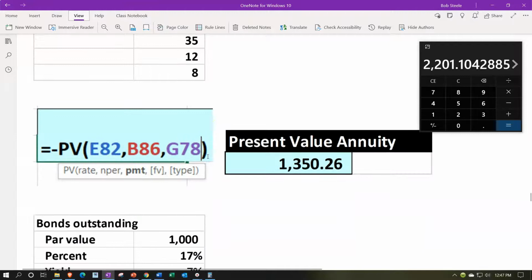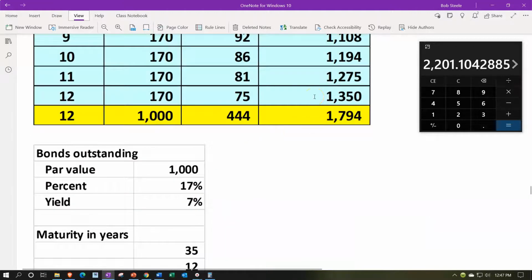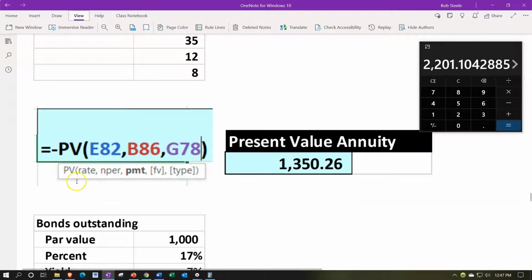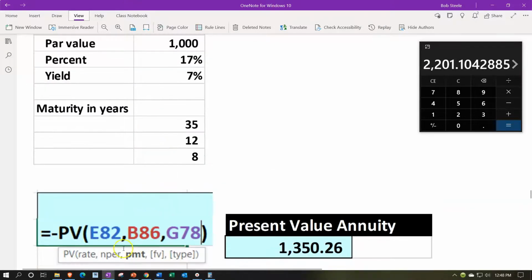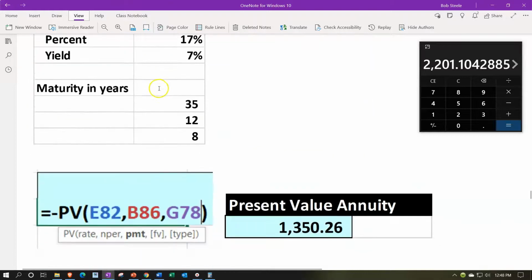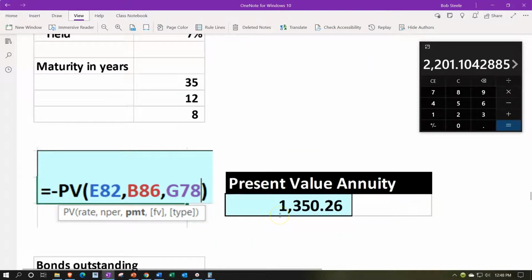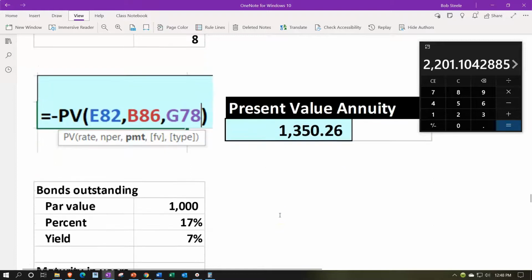Okay, if we did that calculation, we're back to this one, the 1,350. With Excel, it would look like this. The rate still the same is going to be the 7% market rate, number of periods. That's what changed, 12 this time. And then the payment is the same, 1,000 times 17 or 170. That will then give us once again that 1,350.26, the annuity portion.